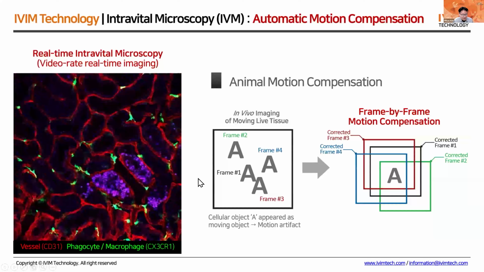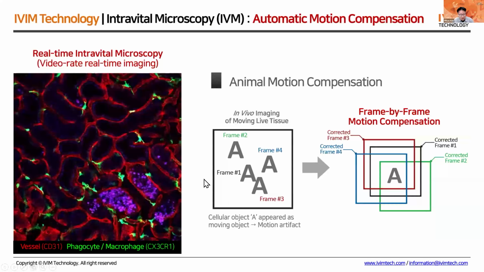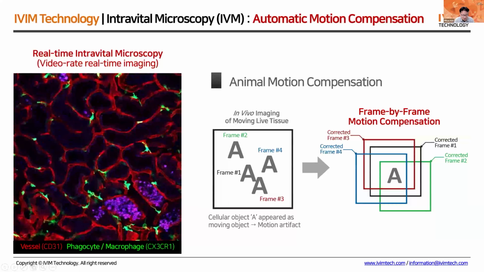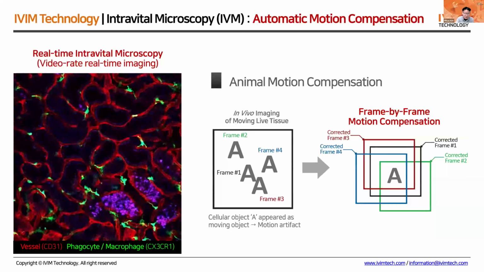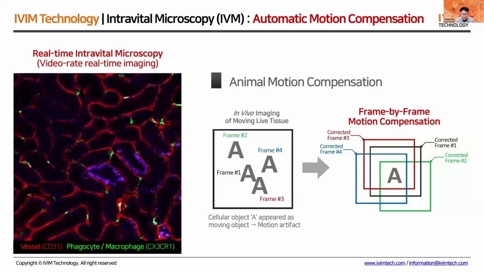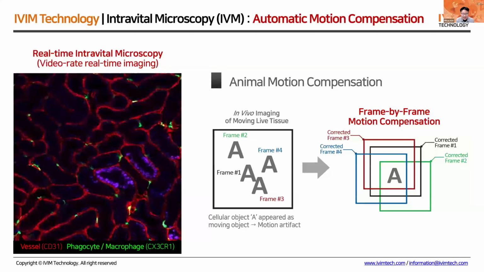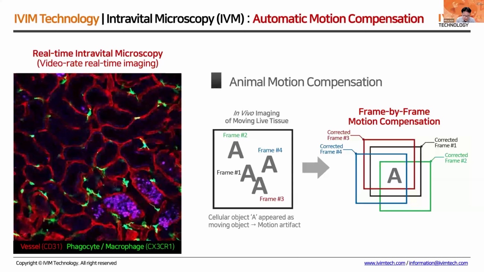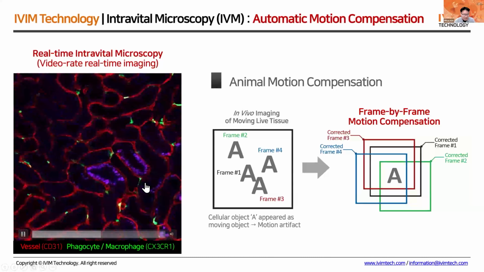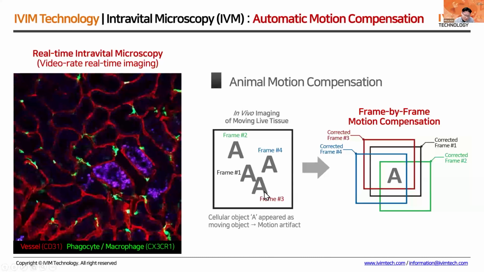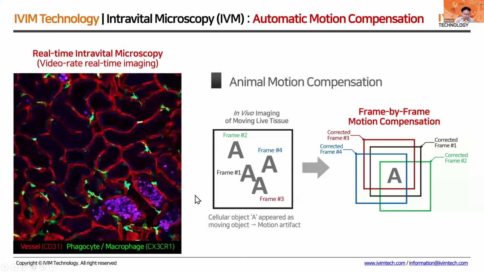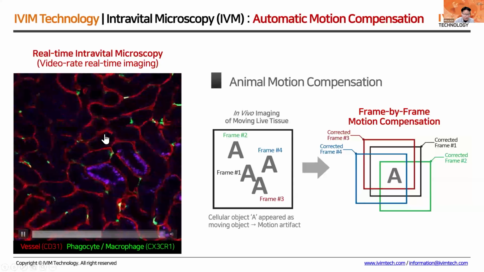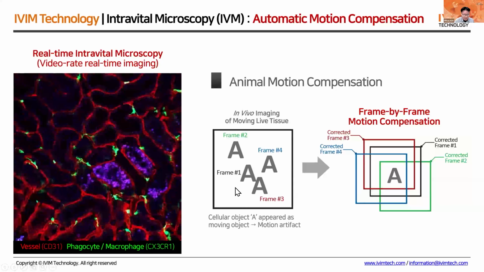Based on this real-time imaging capability, we implemented automatic live tissue motion compensation functions, which I want to explain briefly. As you all may already know, all the tissue inside a live animal is continuously moving due to the heart beating and also breathing. This is one example. Although the mouse is anesthetized, still at the cellular level, there is a huge tissue movement.